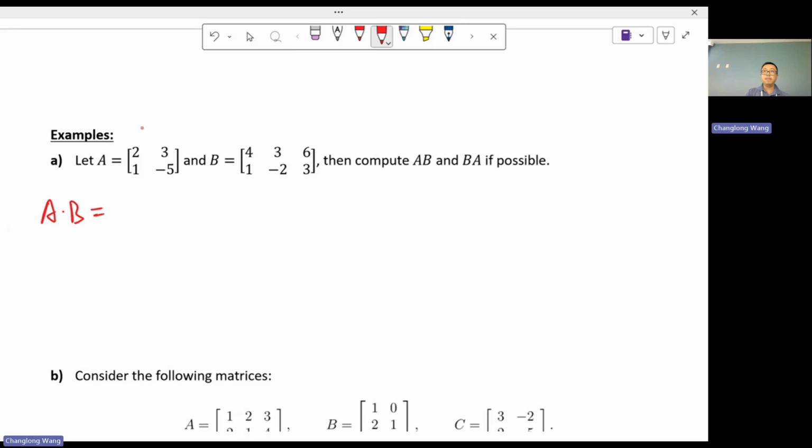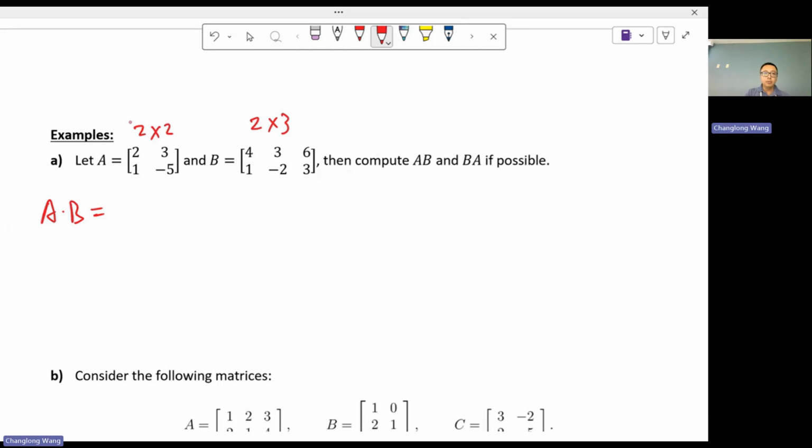What's the order of A? 2 rows, 2 columns, right? What about the order of B? 2 rows, 3 columns. Do they multiply? Yes, right? See that? The inner indices are the same.